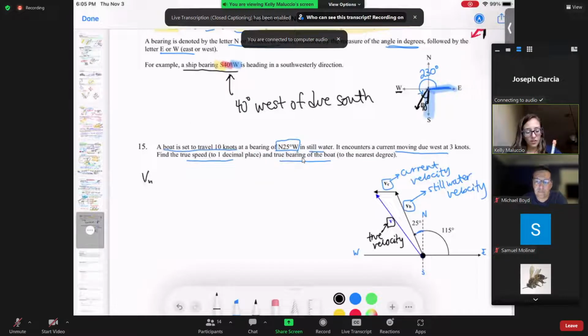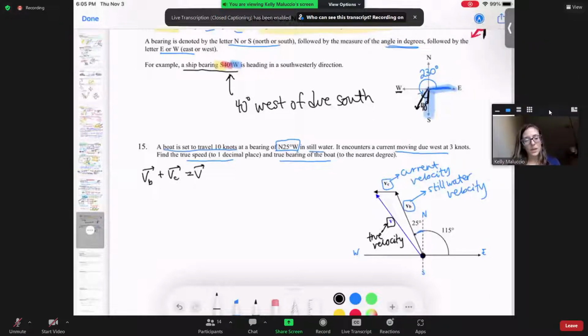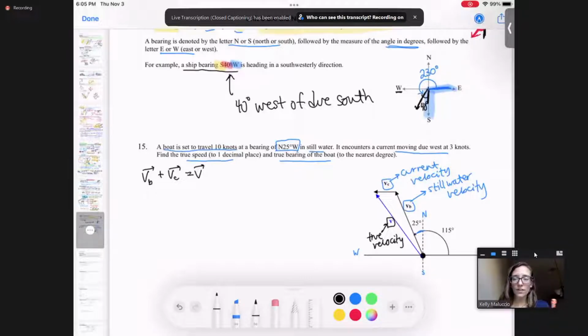Actually through recording in vector addition progress. So VB, and this is something we did last time, right? We just didn't do the bearings. So our still water velocity plus our current is going to equal our true velocity. And what we want to get is the true speed and bearing, this is the magnitude and angle of our vector V, okay?